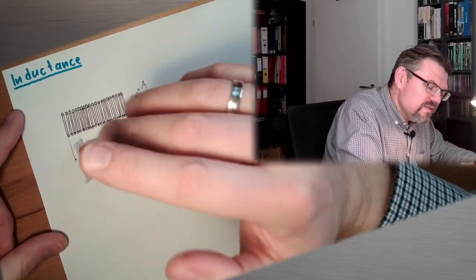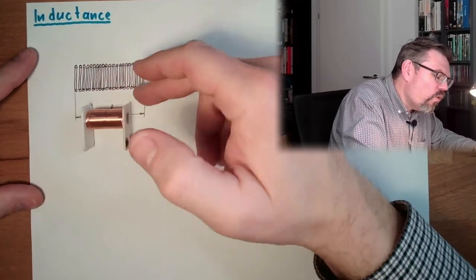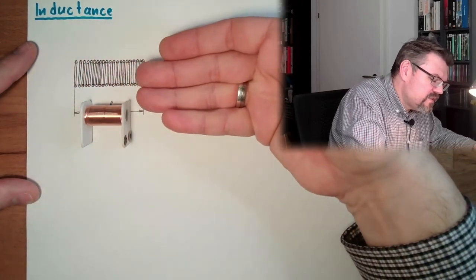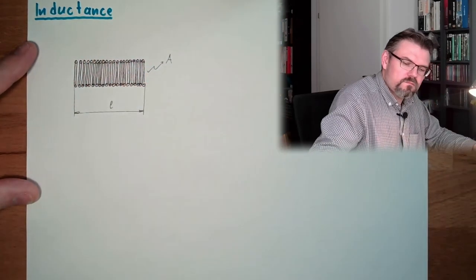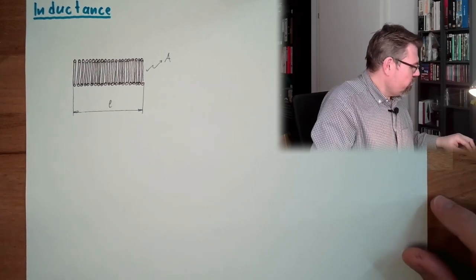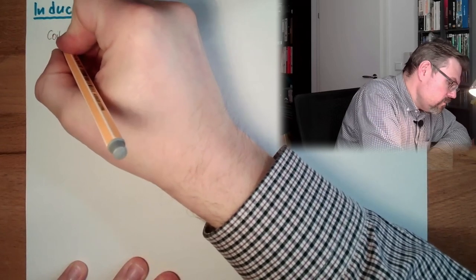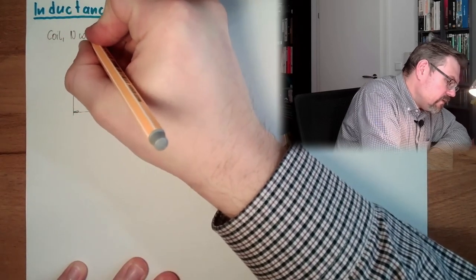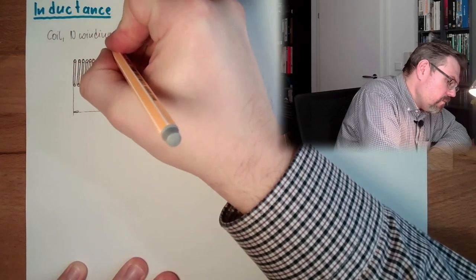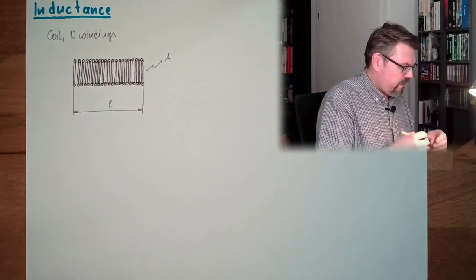Therefore, I have drawn a little coil. I've drawn something like that, but cut open here. This shall be a coil with only one layer of turns, one layer of windings. It does not really matter; we consider this as one layer of windings, cut open. All right, so we have a coil with n windings.